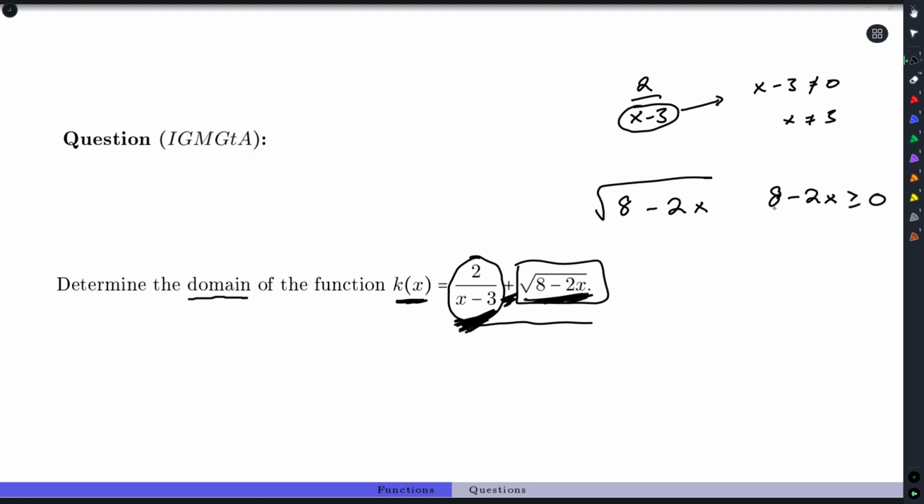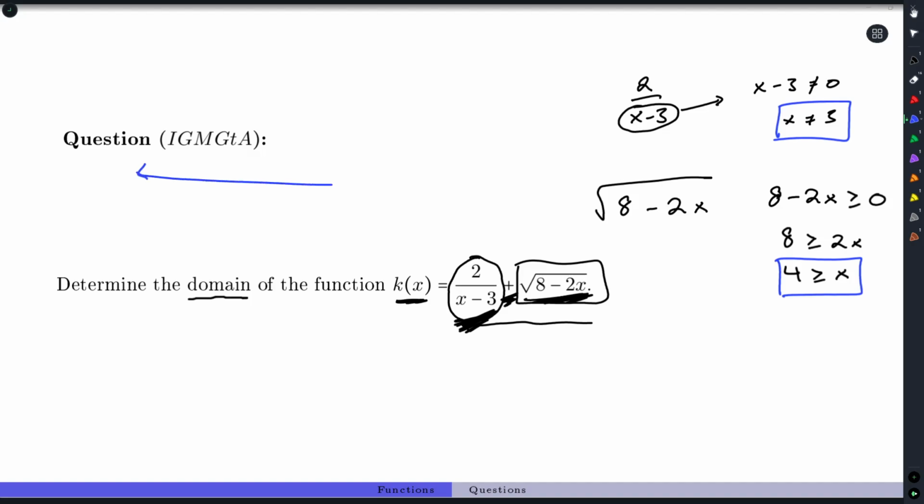Now we can use our knowledge of inequalities to rearrange this. We divide by 2 on both sides, and the inequality is not going to change because 2 is positive. And we say, oh, okay, great. X has to be less than or equal to 4. And so what we do is we combine these two facts. X has to be not 3, but less than or equal to 4.